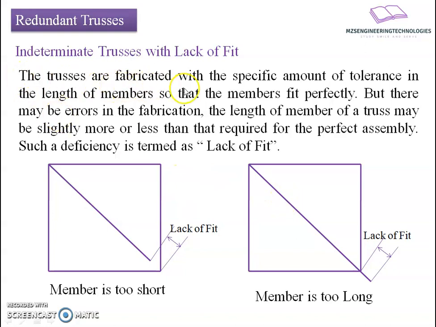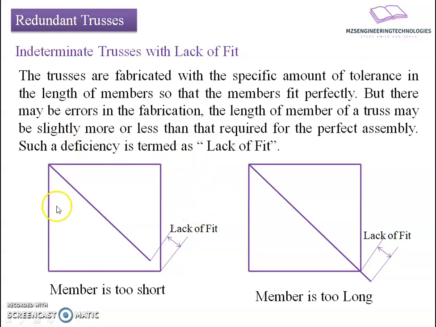The trusses are fabricated with a specific amount of tolerance in the length of members so that the members fit perfectly. But there may be errors in the fabrication. The length of a member of the truss may be slightly more or less than required for the perfect assembly. Such a deficiency is termed a lack of fit.